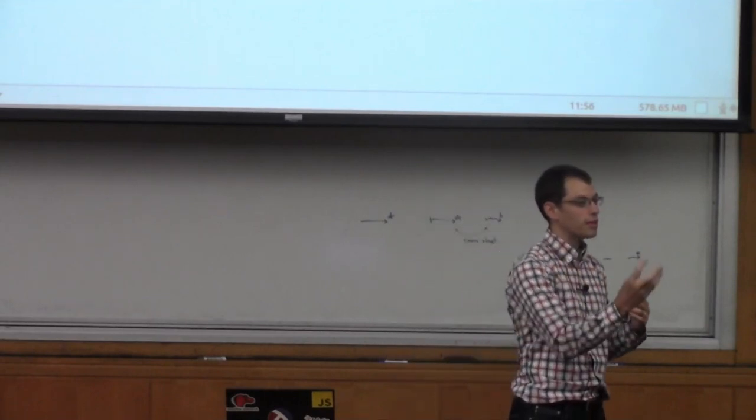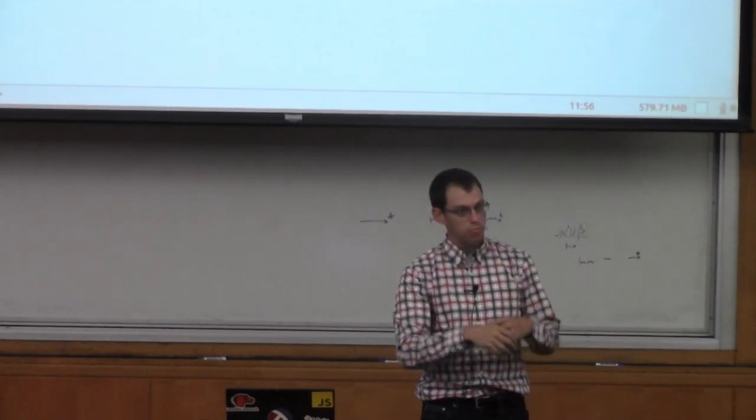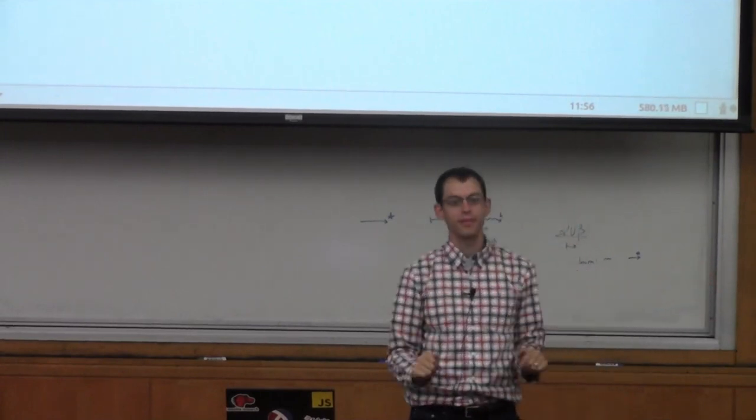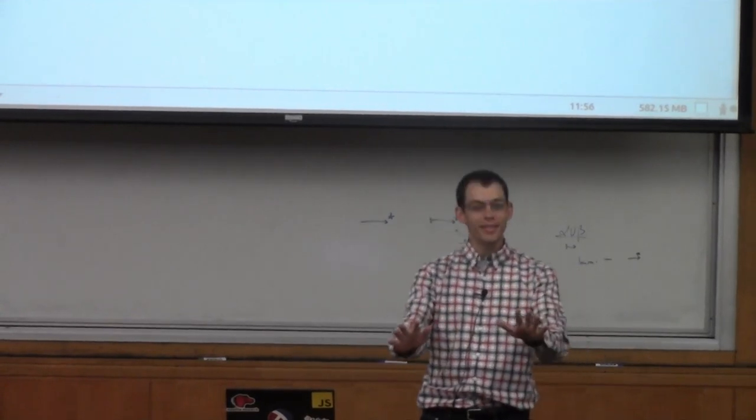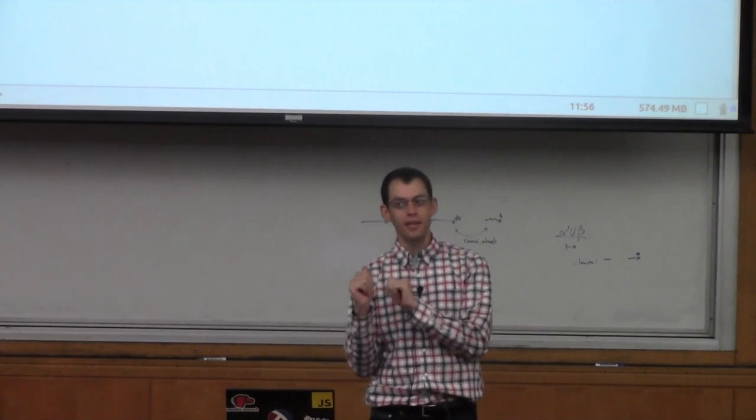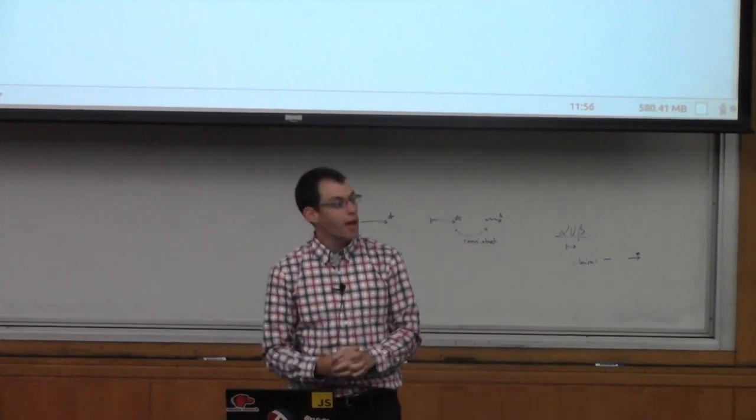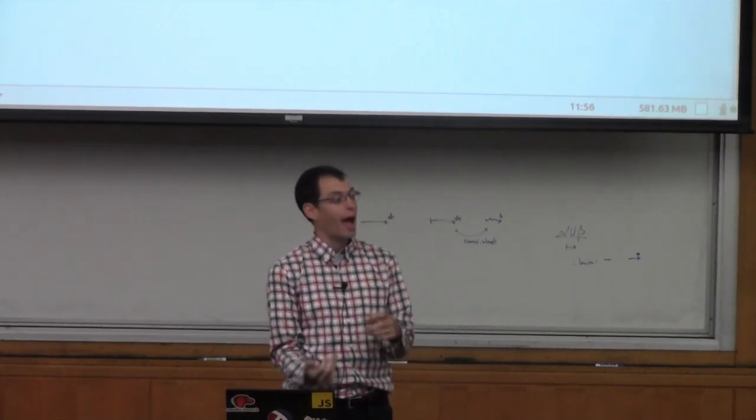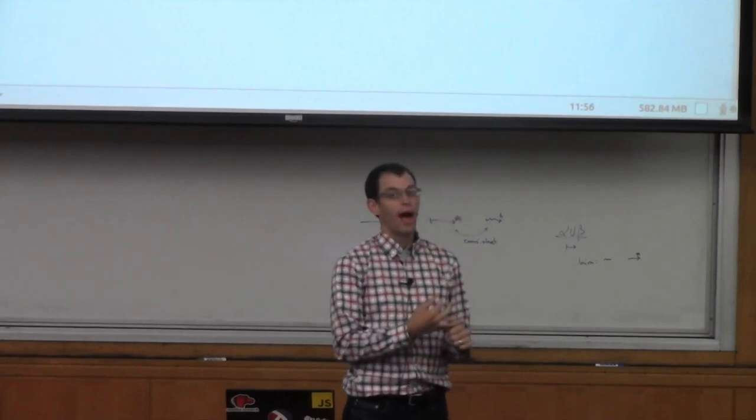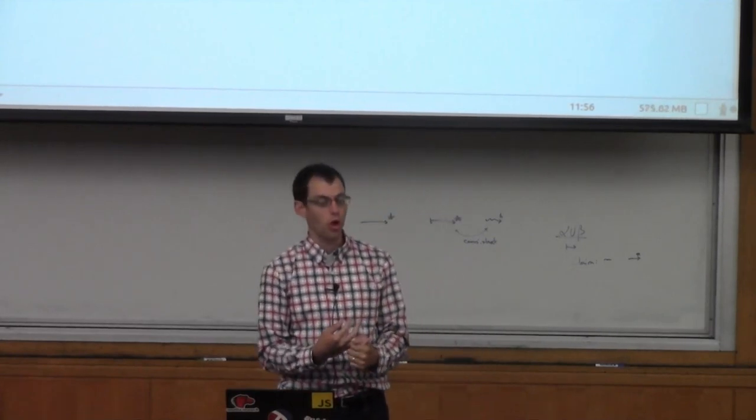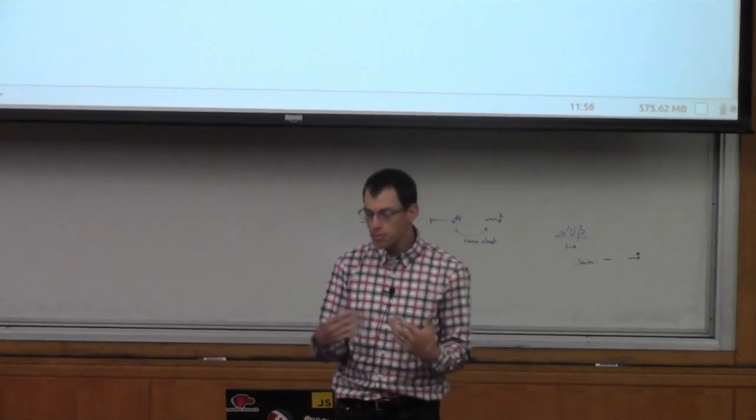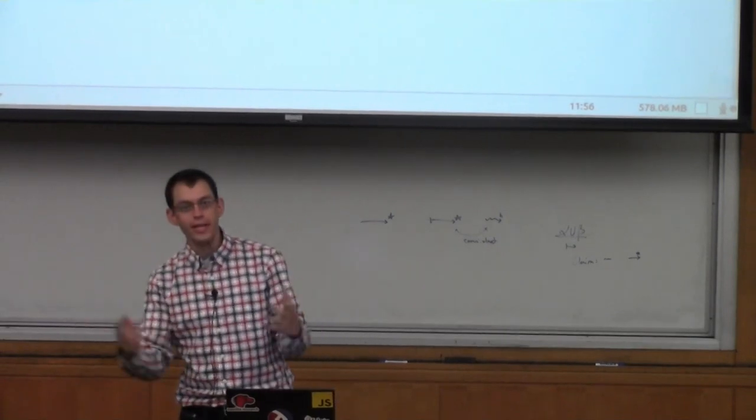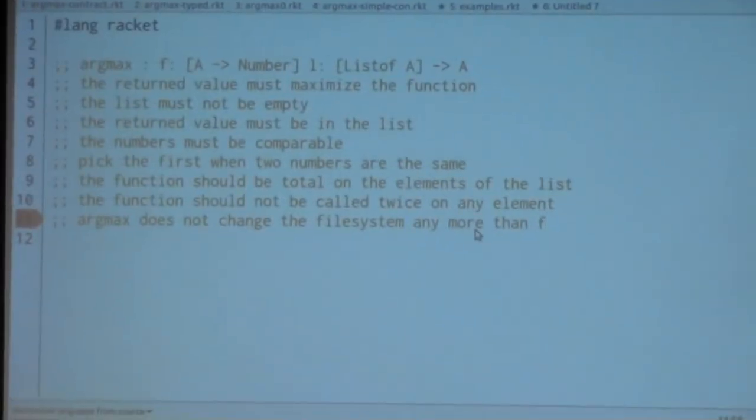So this is saying that if f does some changes to the file system, that's your problem. You're the one who wrote f. But I'm not going to do anything more than you did when you provided me with f. And now we see one of the reasons why it'd be really important to say something about how often we're going to call f, how many times we're going to call f, in what order we're going to call f. So all those can be really important. Any other ideas for things we could put in the specification for Argmax?